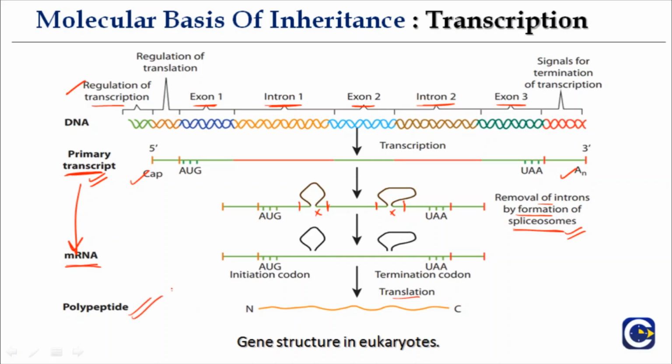Okay, so the difference is very important here. In prokaryotes, the primary transcript that is formed is equivalent to mRNA. However, in eukaryotes, it must undergo post-processing. And post-processing is removal of introns by formation of a spliceosome structure.